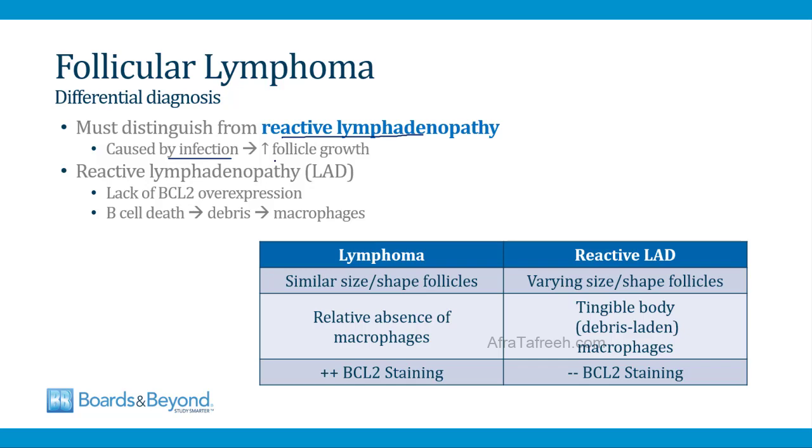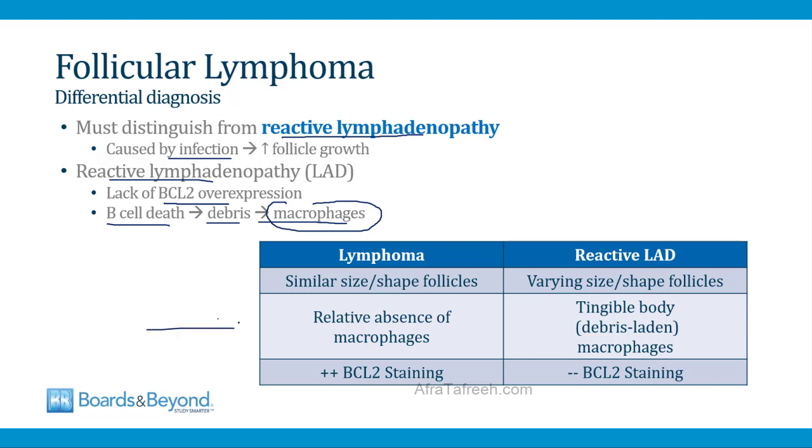So one thing pathologists do when they examine biopsy specimens is try to distinguish lymphoma from reactive lymphadenopathy. Some of the things they look for are, first of all, in reactive lymphadenopathy, there's no BCL2 overexpression. Also, when there's infection, B cells are rapidly growing, and some of them will actually die, and this will cause the formation of debris in the lymph nodes, and that will draw in macrophages. So the presence of macrophages also suggests reactive lymphadenopathy.